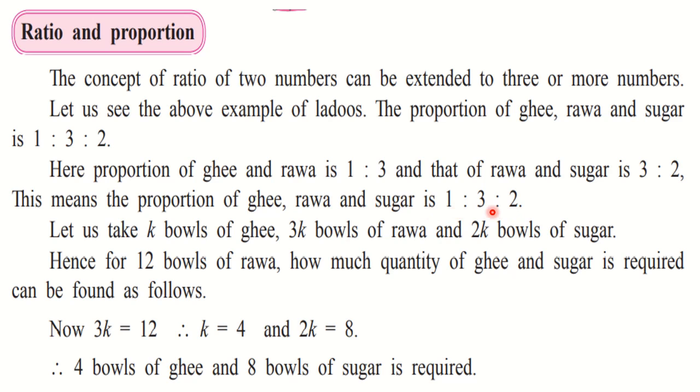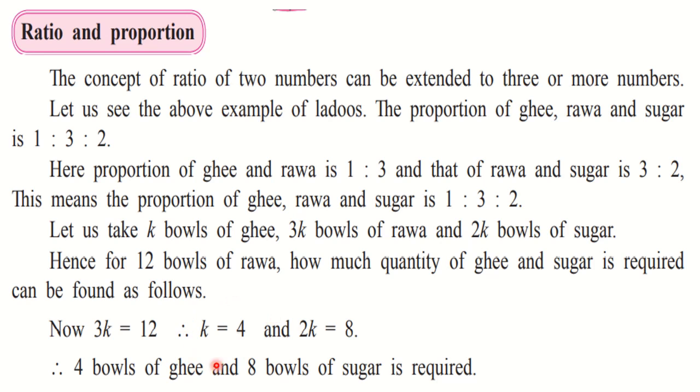Let us take that multiple as k. So if k bowls of ghee are used, 3k bowls of rava are to be used, and 2k bowls of sugar are to be used. If 12 bowls of rava are given and they have asked us the quantity of ghee and sugar, where is ghee? Ghee is in the first place and rava is in the second place where we have 3, so for rava we have 3k. The value of 3k is 12 and therefore k is equal to 4.